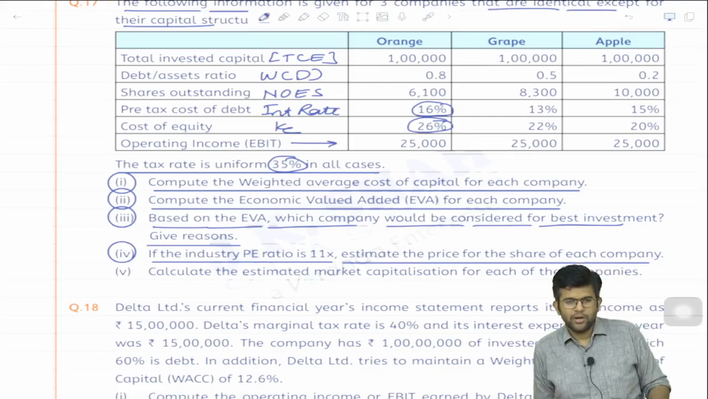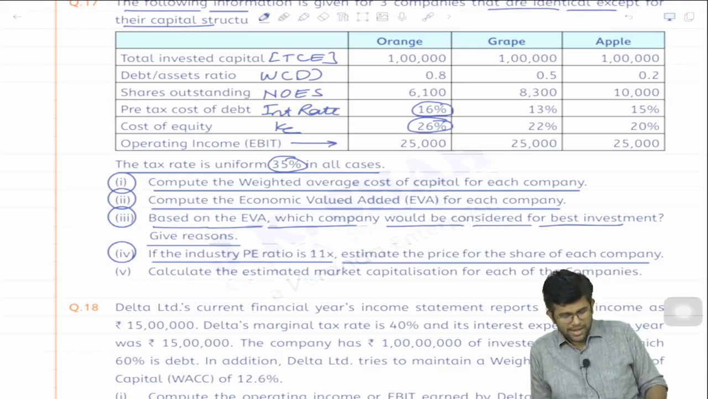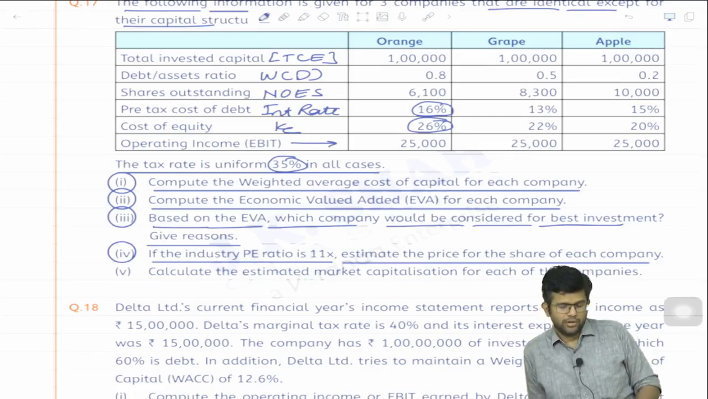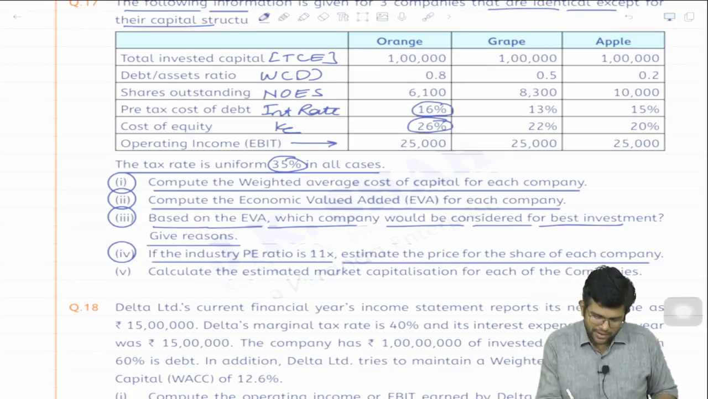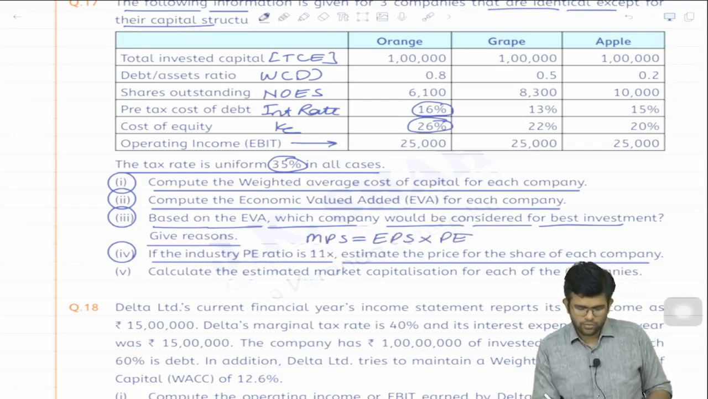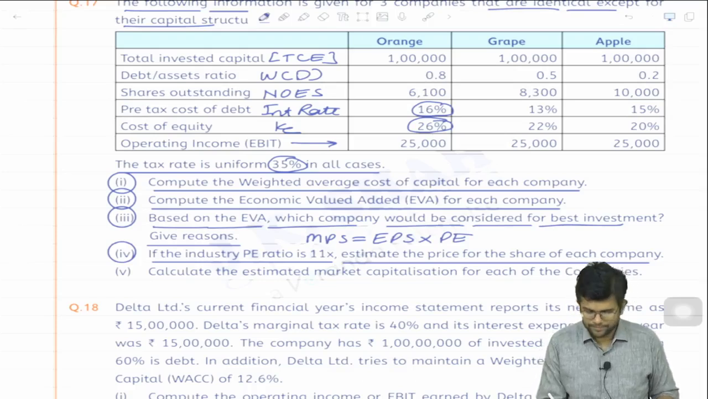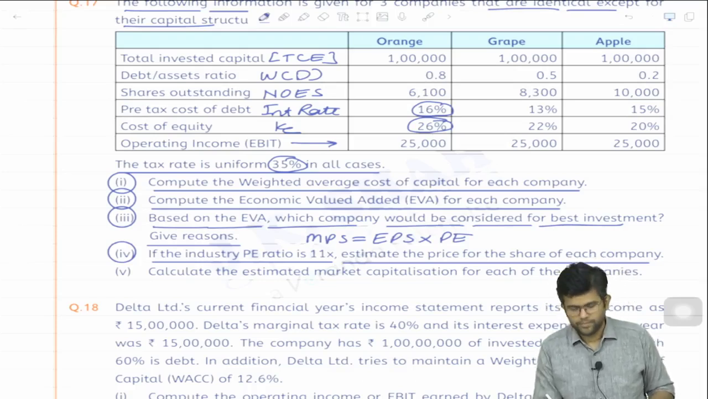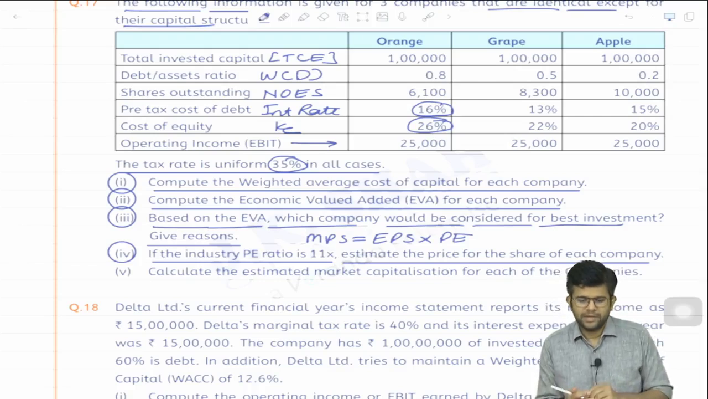So, write down point number 4, calculation of MPS. And next line, write down MPS is equal to EPS into PE. And now make the income statement and start, please.